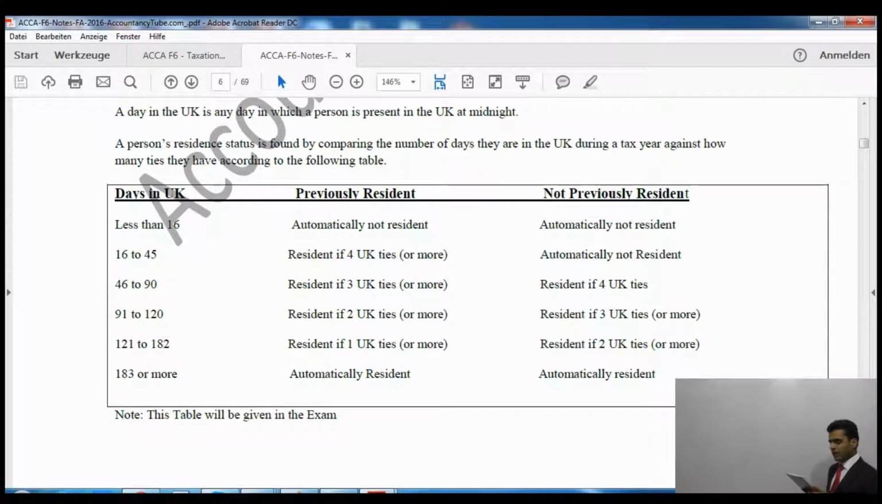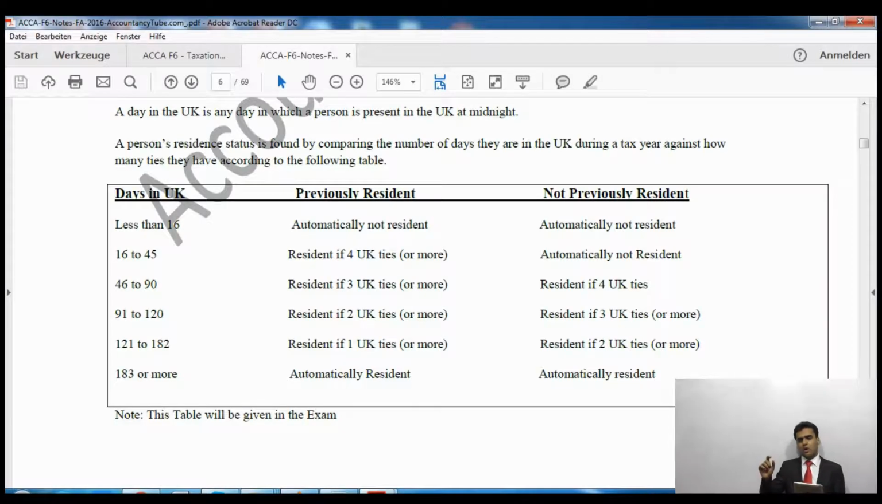Now see the last one, which says 183 days or more. If you spend 183 days or more, we have studied in our automatic resident test that we will be automatically resident. Whether you are previously resident or not, it does not matter anyway. Now let's look at the second one, which says 16 to 45 days. This is important. If you spend 16 to 45 days and you have not been previously resident, you will be automatically non-resident.